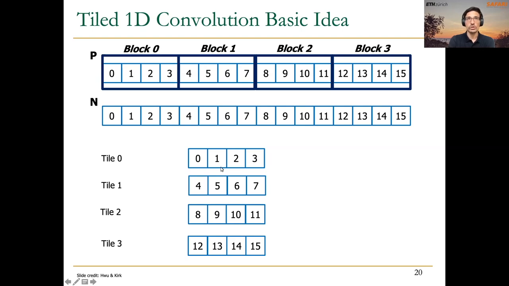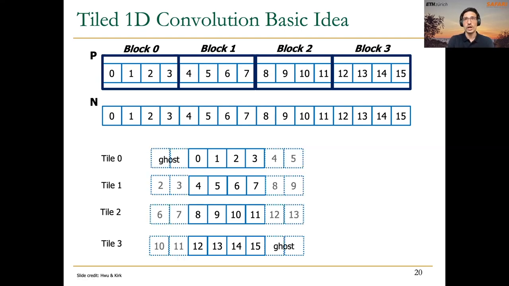But now, in order to compute the output elements, for example this element P0 here, or this element P3 here, we also have to use some elements of the input that, in principle, have been assigned to other thread blocks, right? Those are what we call the halo elements. Observe as well that among these halo elements, we also have some ghost elements or ghost cells, because they are out of bounds. They are neither in the input nor the output array.